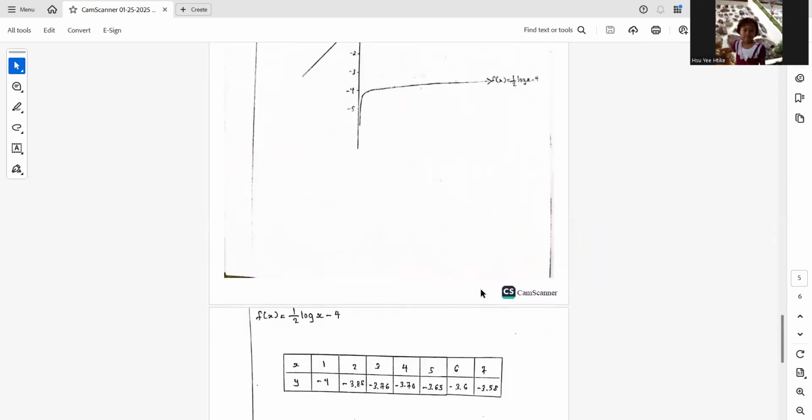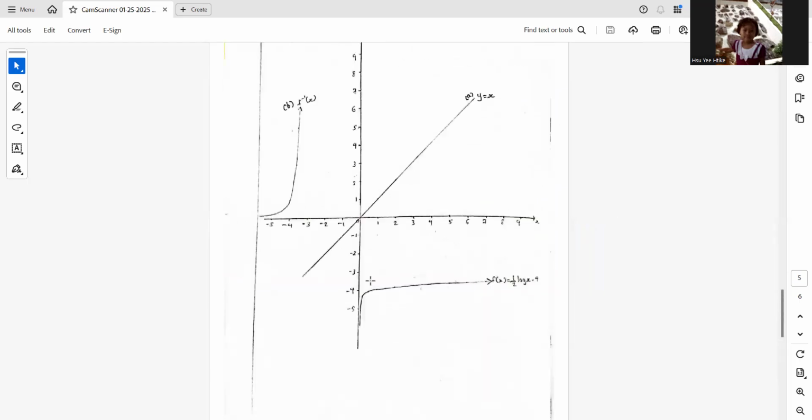And for A, I have to draw the line y is equal to x on the same grid. So I drew y is equal to x. It is this line.